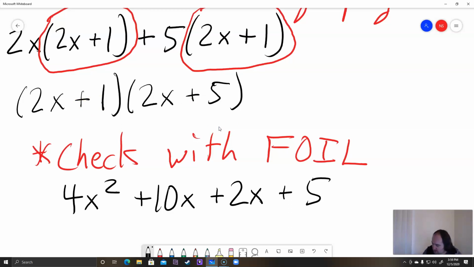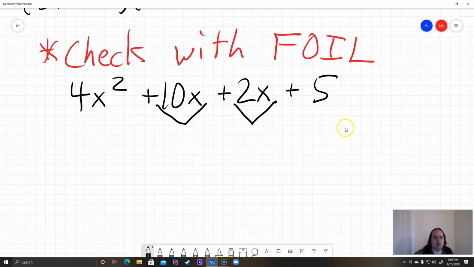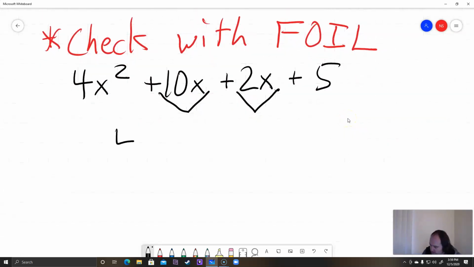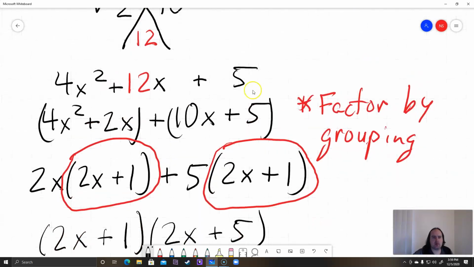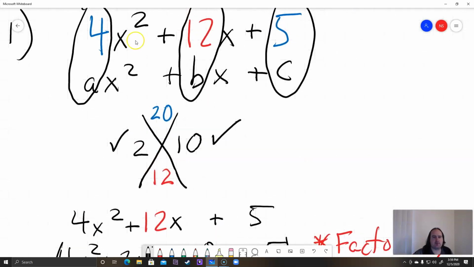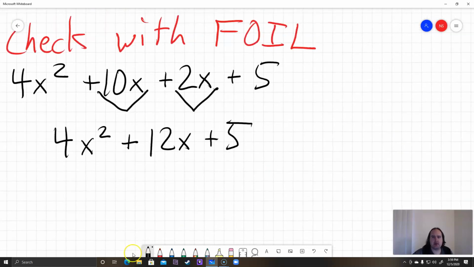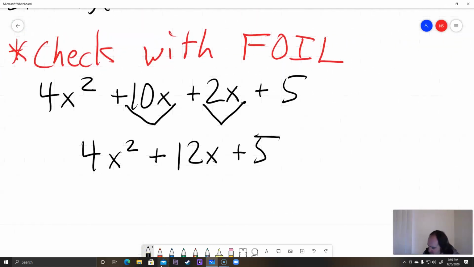Okay, and then combining the two middle terms, we get 4x squared plus 12x plus 5. And we can see that that was actually the original polynomial that we started with in this problem, 4x squared plus 12x plus 5. So that means it does check out. That means we factored it correctly. And again, you don't have to check it. I'm just showing you how on this one so you know how to.